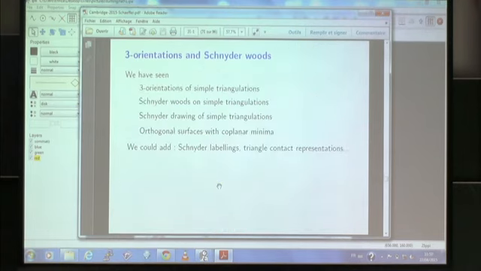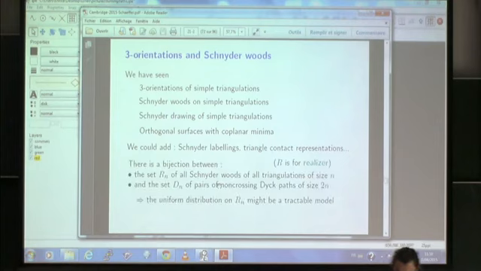Okay, so I've shown you several geometric realizations of these 3-orientations: the Schnyder woods, the Schnyder drawing, and the orthogonal surfaces. There are more ways to use this structure to make nice pictures, but I will stop there. And then I showed you that there is this bijection between the set of all Schnyder woods of all triangulations, and a triangulation endowed with a Schnyder wood is called a realizer. So the set of all realizers is in bijection with the set of non-crossing Dyck paths.